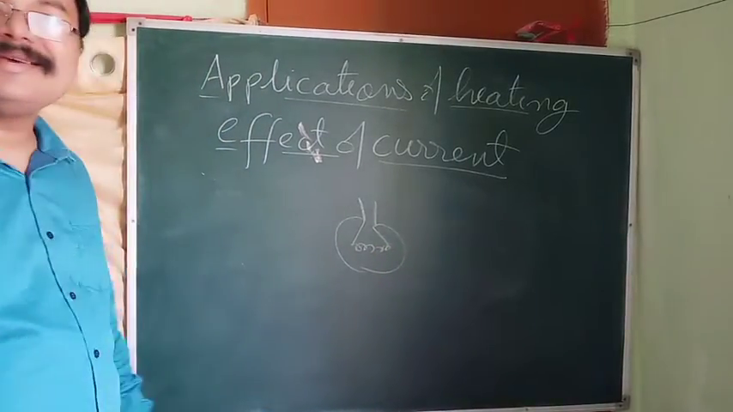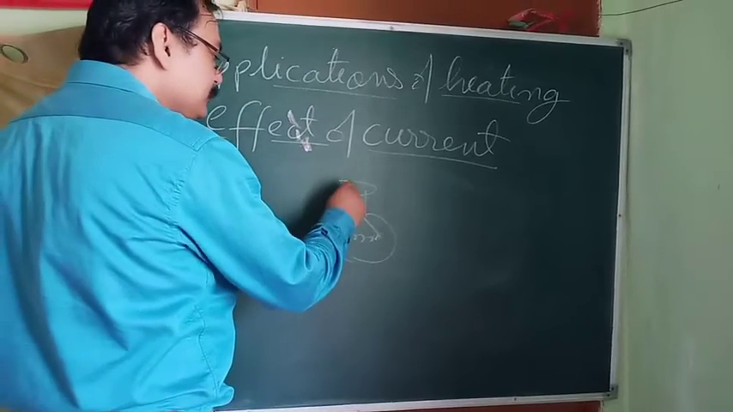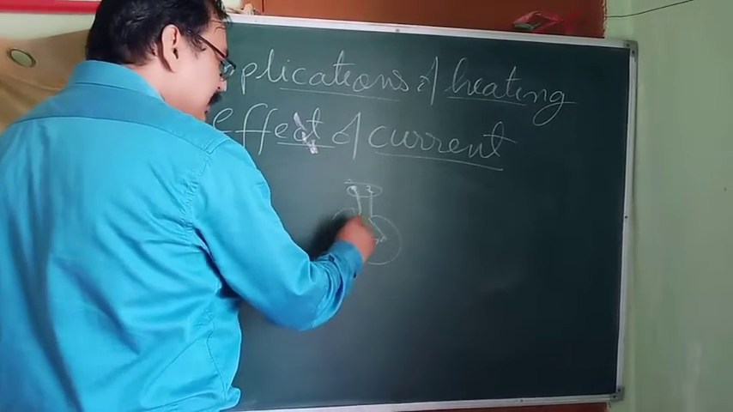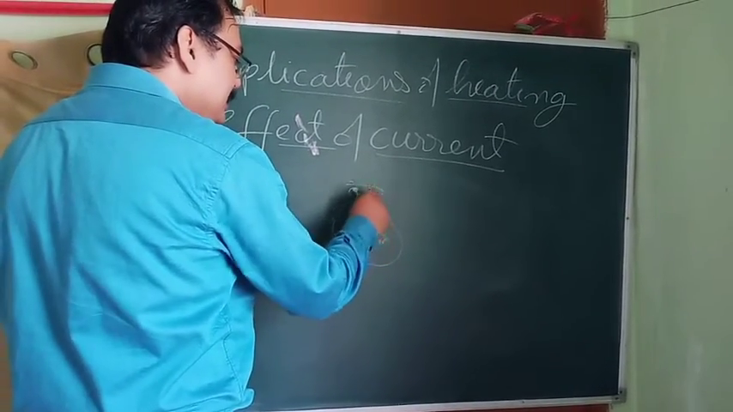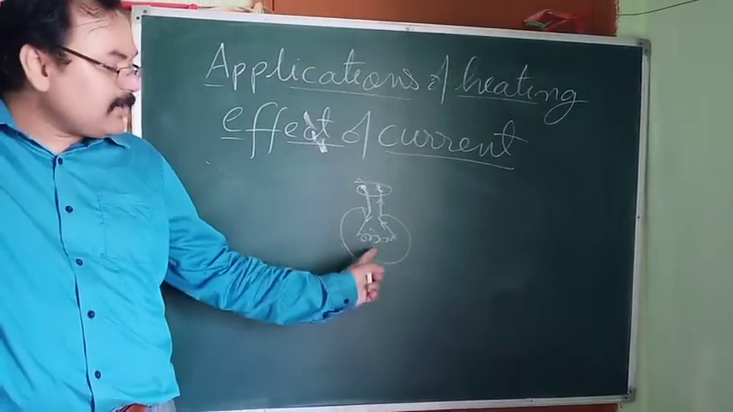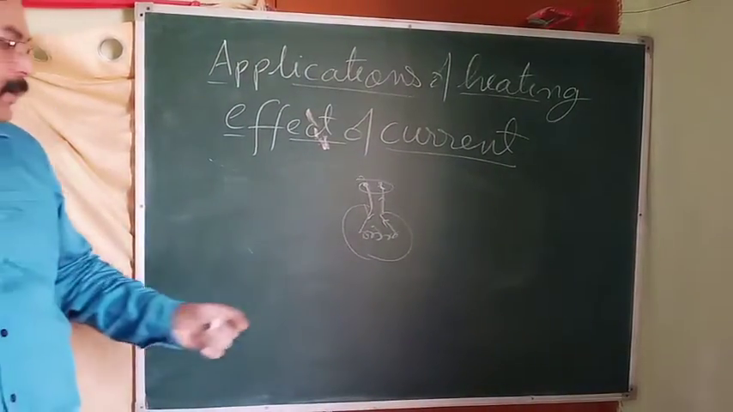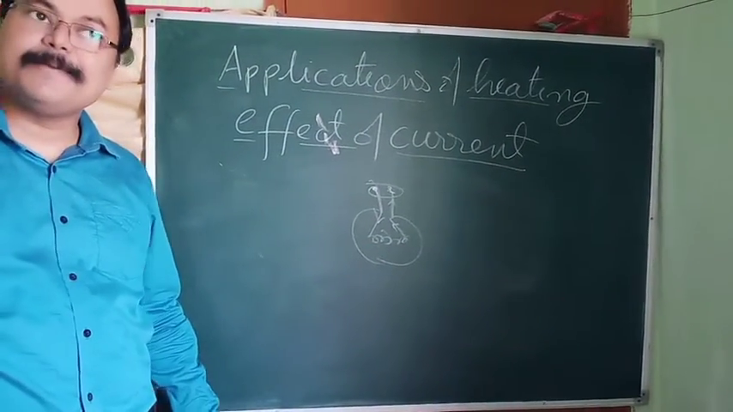Filament is there. This filament, when the current passes through it, gets heated, and when it's heated, it becomes red hot. When it becomes red hot, then what happens? It produces heat and light both. And so this is again the heating effect of current.